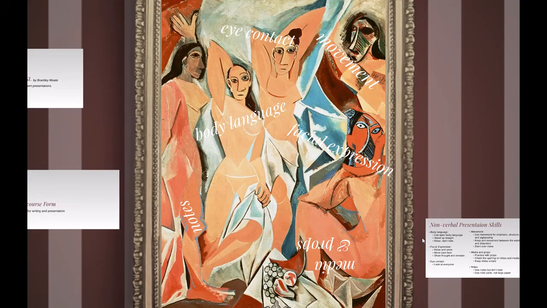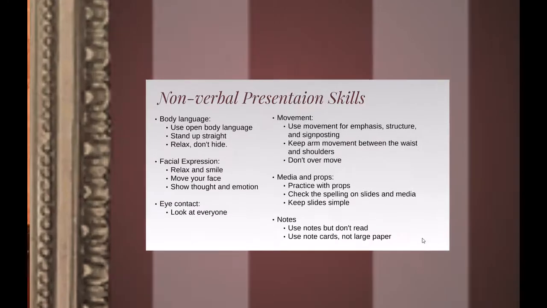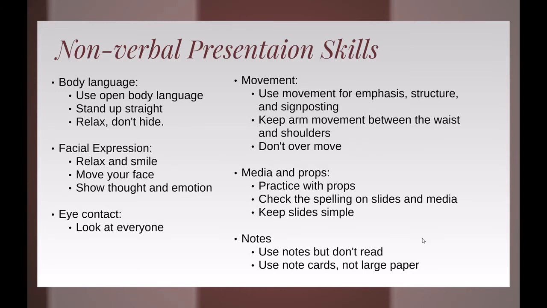Okay, and so that is nonverbal skills. Let's look at that. For nonverbal skills, body language, use open body language, stand up straight, relax and don't hide. For facial expression, relax and smile, move your face, show thought and emotion. For eye contact, look at everyone. For movement, use movement for emphasis, structure, and signposting. Keep arm movement between the waist and shoulders, and don't overmove.